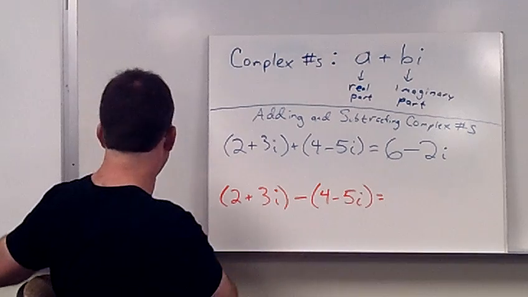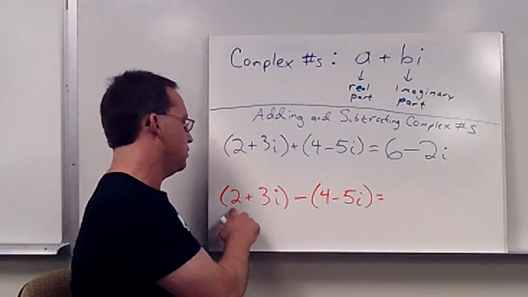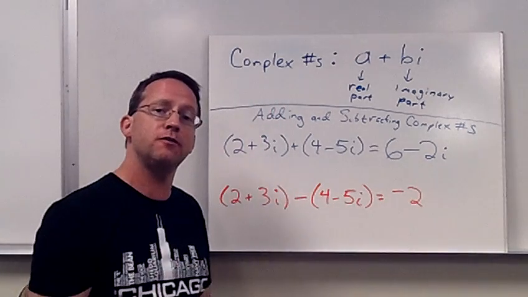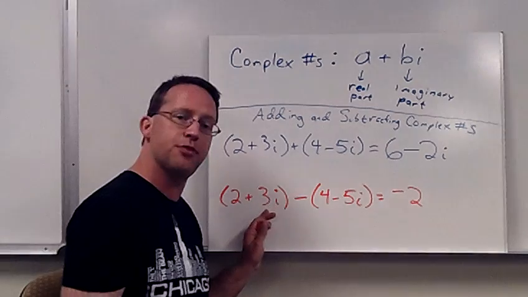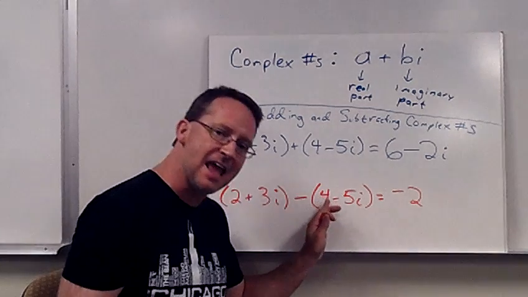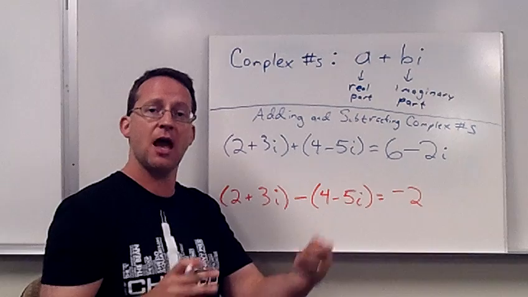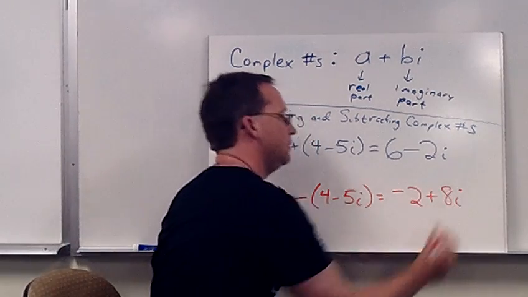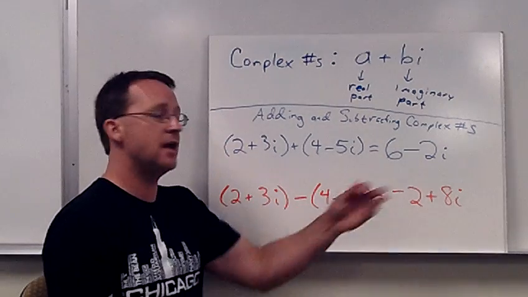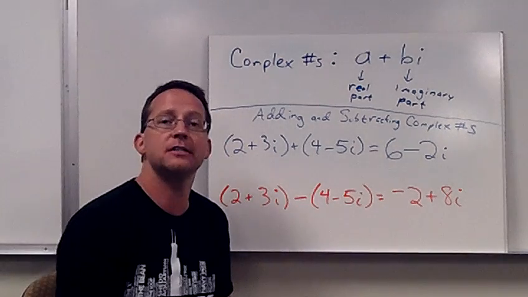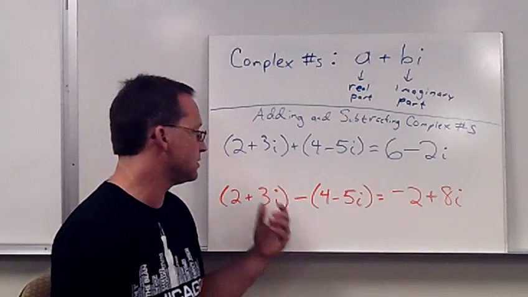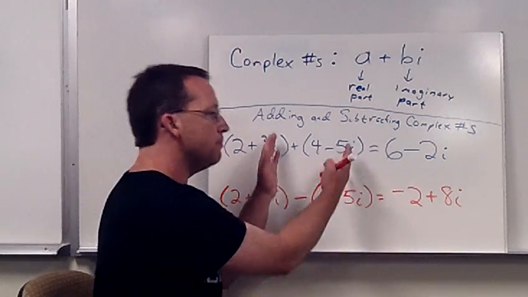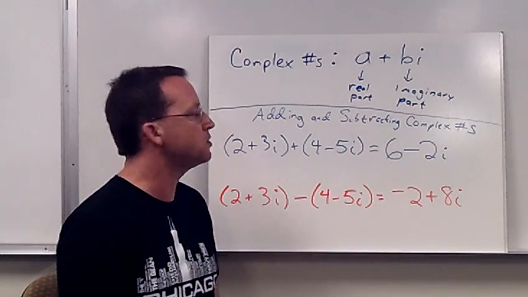Subtraction works the same way. Just combine your like terms. 2 minus 4 would be negative 2. Be careful of your signs on the imaginary part. You've got 3i minus negative 5i. It's like having 3i plus 5i, so this is going to be 8i at the end. So negative 2 plus 8i. That's all there is to adding and subtracting complex numbers. Simply combining like terms: combining the real parts, combining the imaginary parts.